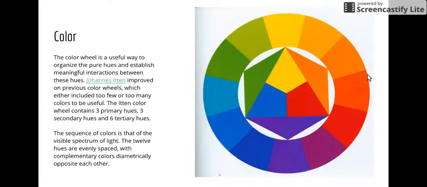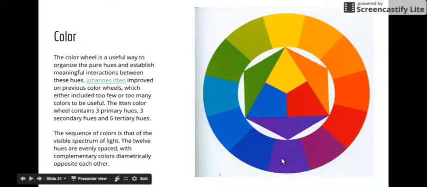The 12 hues are evenly spaced with complementary colors diametrically opposed to each other. So, for instance, violet and yellow are complementary to one another. Now, artists know that there's a special relationship there.